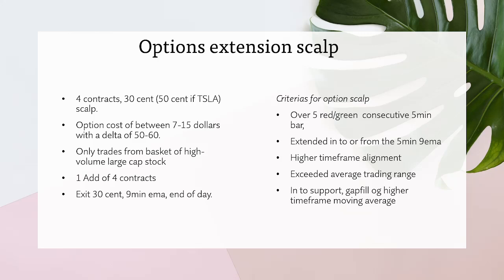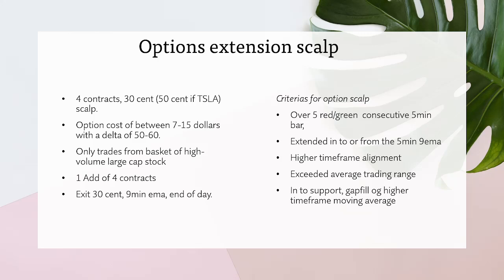To enter my trades, I have to have 5 consecutive red or green bars on the 5-minute chart. It has to be extended into or away from the 5-minute 9 EMA. The higher time frames need to be in alignment with the trade that I'm taking, which means the higher time frame looks like it's gonna go up and I'm scalping the stock higher.